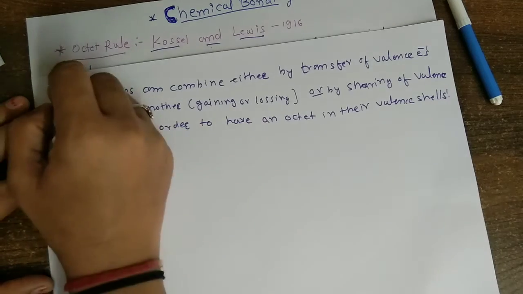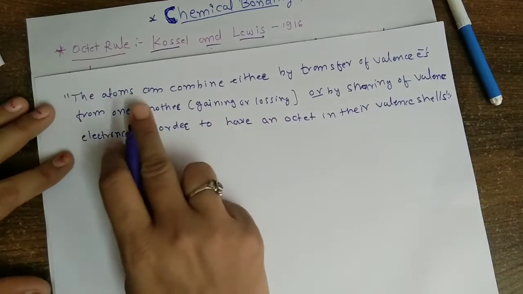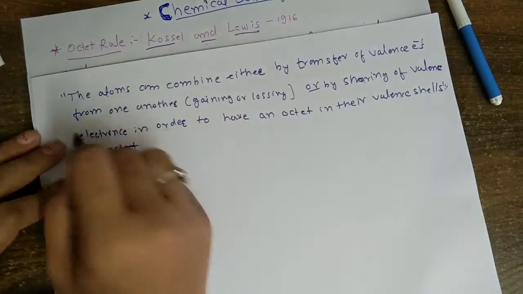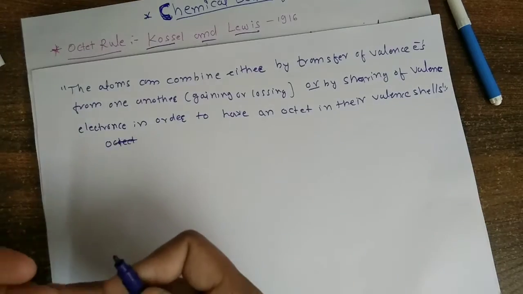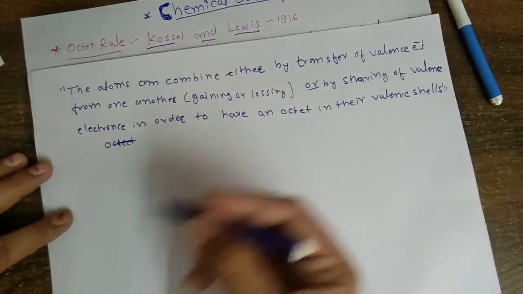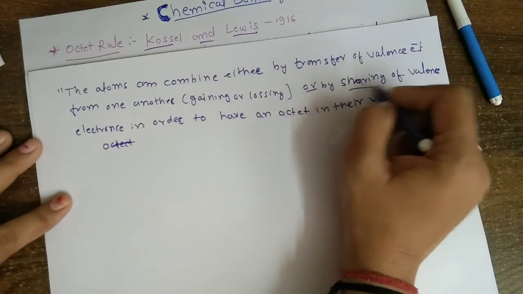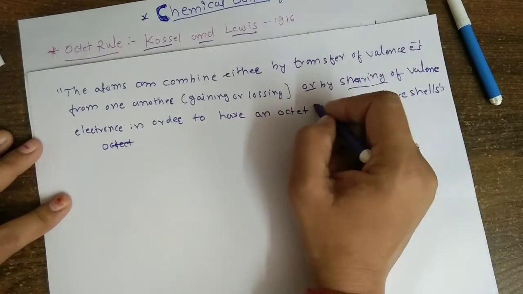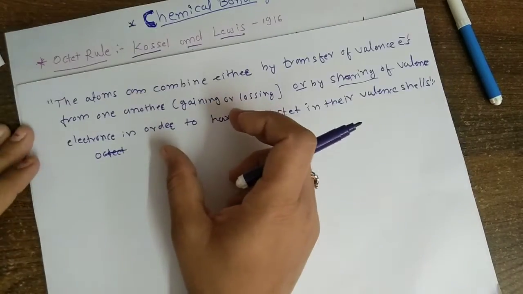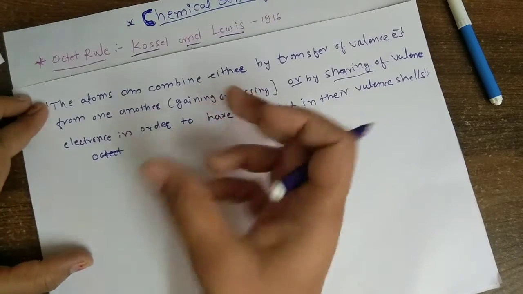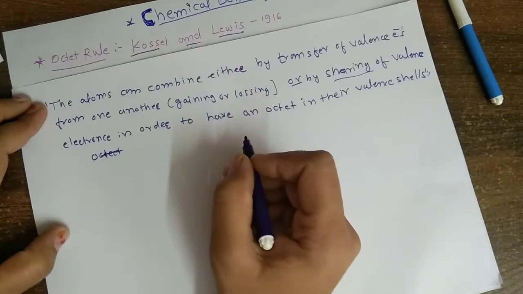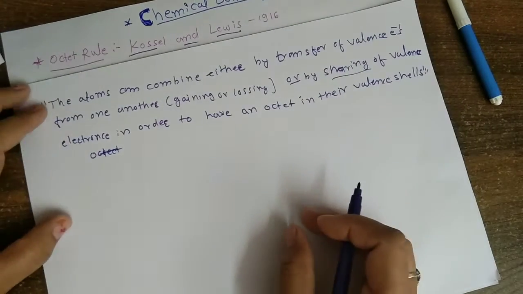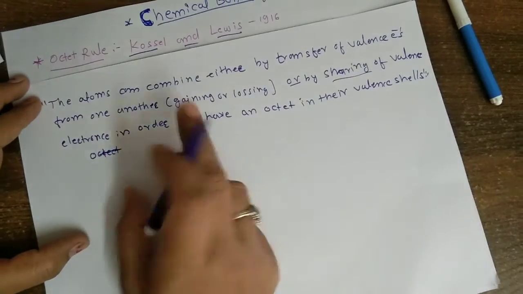ठीक है, इसको हम octet rule बोलेंगे. Means the atom can combine or transfer valence electrons from one another by gaining or losing electrons, or by sharing valence electrons in order to have an octet. Means octet complete करने के लिए atoms के इलेक्ट्रॉन क्या करेंगे? एक तो खुद के वैलेंस इलेक्ट्रॉन ट्रांसफ़र करेंगे या फिर गेन करेंगे या फिर शेयर करेंगे ऑफ देयर वैलेंस इलेक्ट्रॉन to complete their octet. It is called the octet rule.